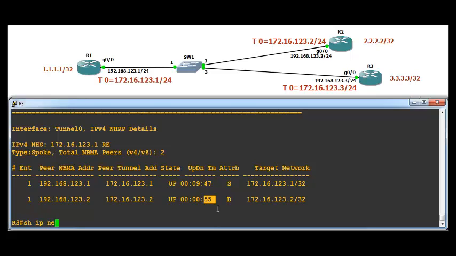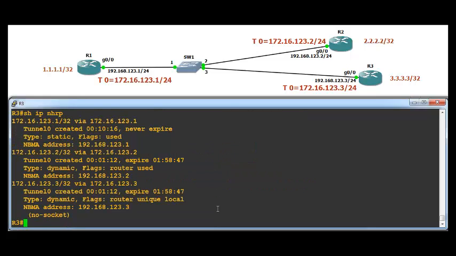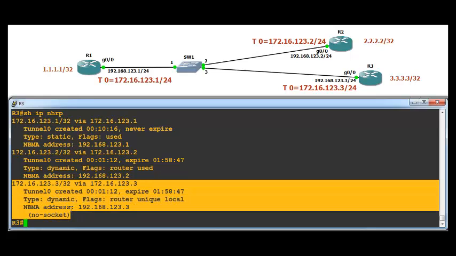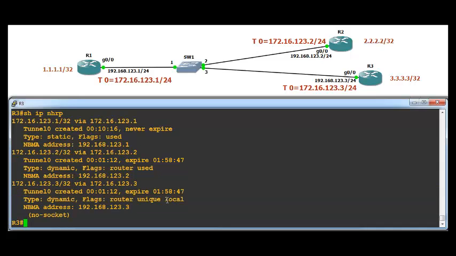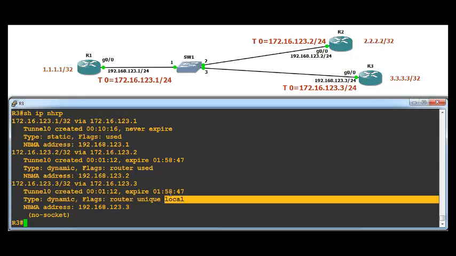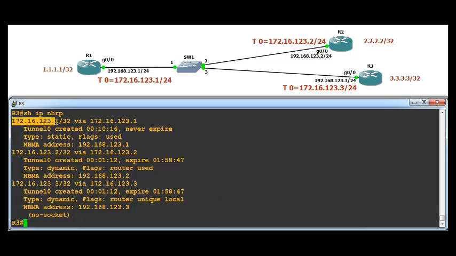Now let me show you the other command, show IP NHRP. Previously it was not knowing about router 2. It was having only router 1 information. This is router 3 itself, it is local. Previously it was knowing about router 1, but now it has learned about router 2.